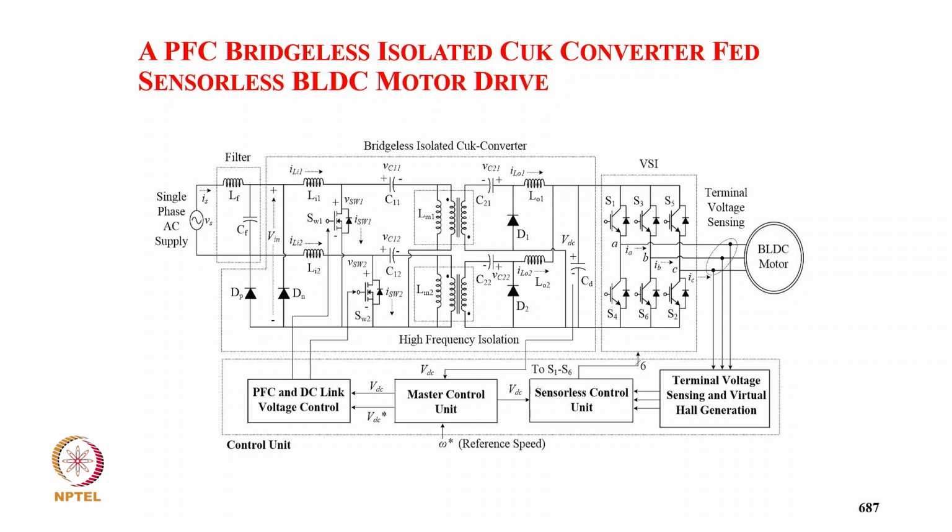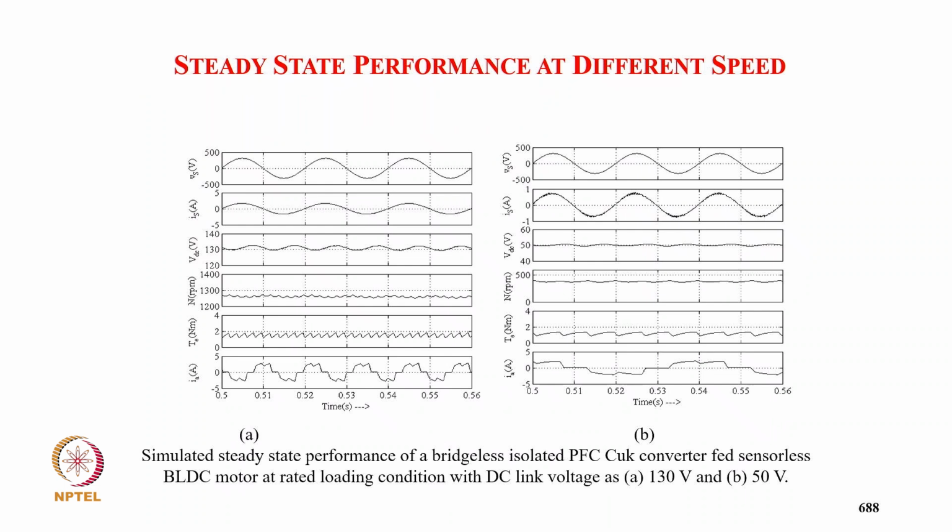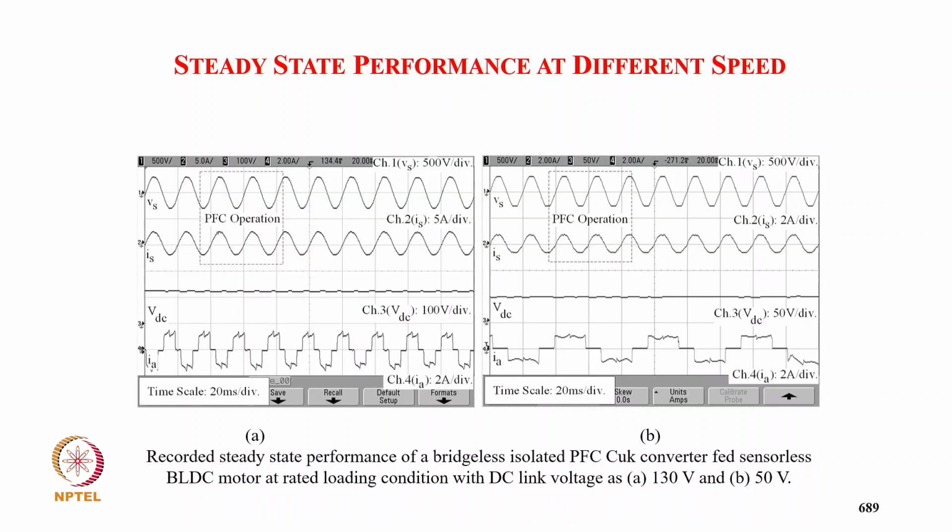We use one positive half cycle and another negative half cycle to the converter, with only DC voltage sensing, no mechanical position sensing, and no supply voltage or supply current sensing. These are the simulated performance: supply voltage, supply current, and DC link voltage. Supply current in both cases, at 130 volt DC link and 50 volt DC link, is sinusoidal and in phase with the supply voltage, and then DC link voltage, then speed, torque, and winding current.